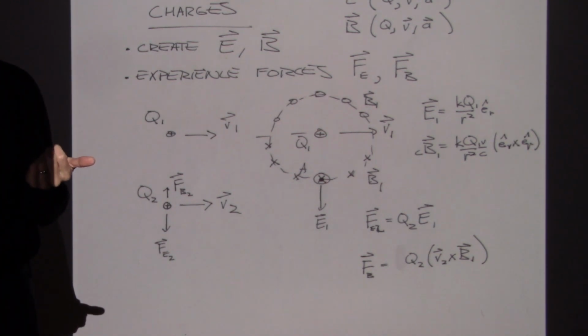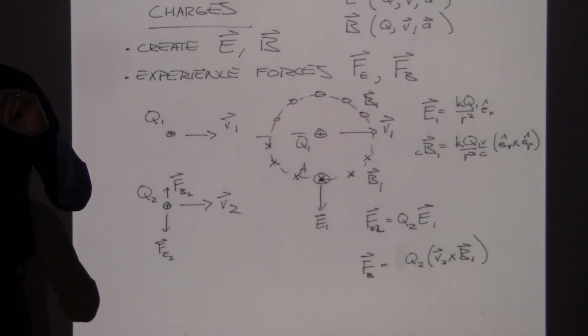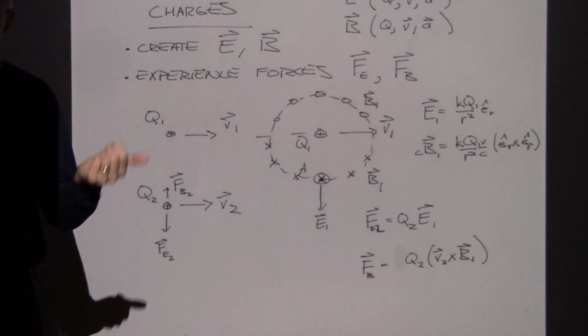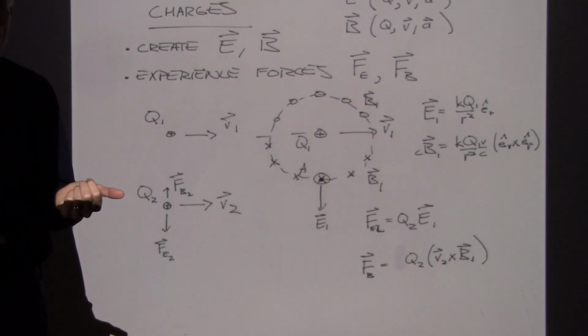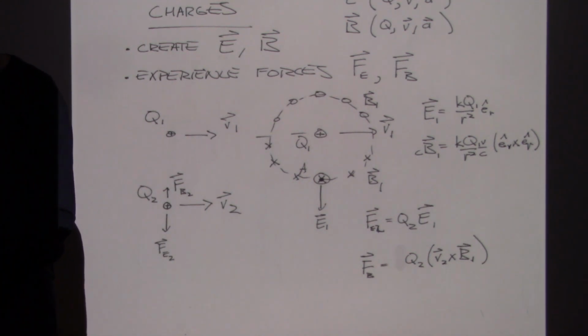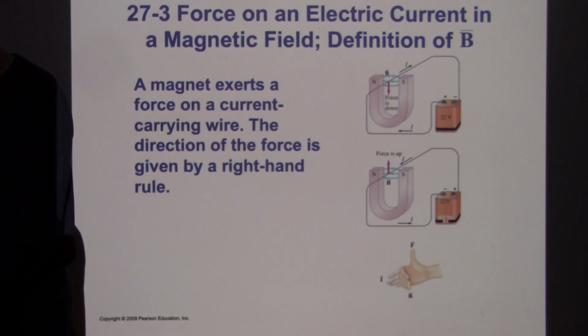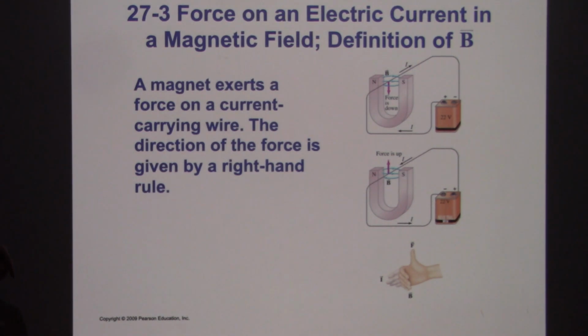If one of those charges is negative, then it becomes repulsive. If I flip the direction of one of those velocities, that also reverses the direction of the force. Okay, so these things can get complicated.